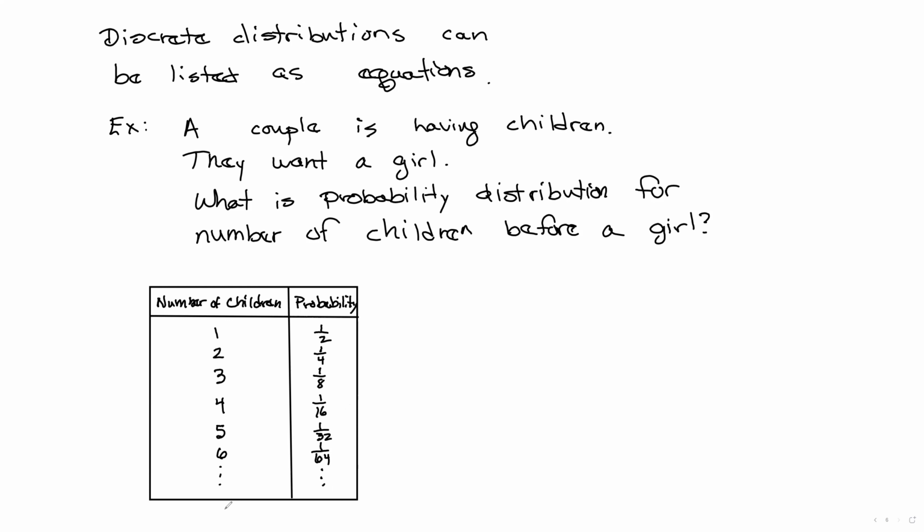So there's actually infinite outcomes here, but it's still not infinite over a defined range. There is no defined range. You could have an infinite number of children. And so what you can do here is represent this as a formula where you have X number of children, and the probability that you have to have X number of children before you have a girl is 1 over 2 to the X.